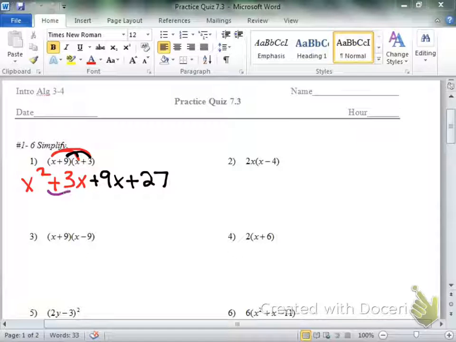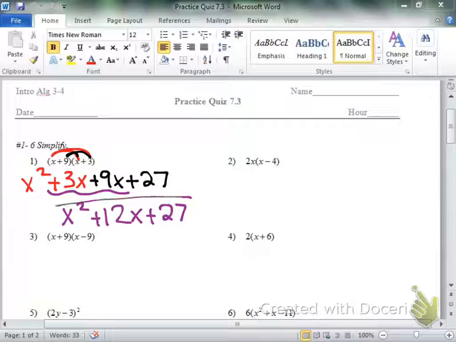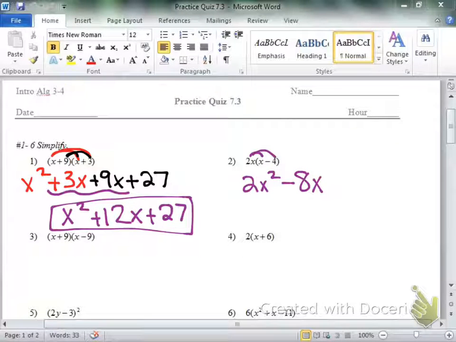You'll notice that the two terms in the middle are like terms, so go ahead and add those. And we are done. Same thing on number 2, except in this case we have a monomial times a binomial, so there's only one term to distribute. 2x times x is 2x squared. 2x times 4 is minus 8x.